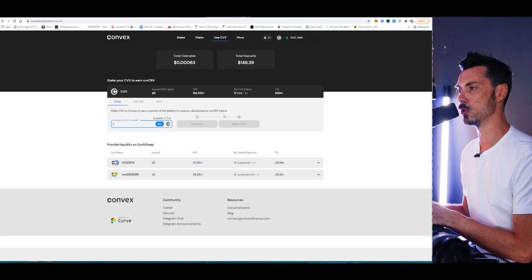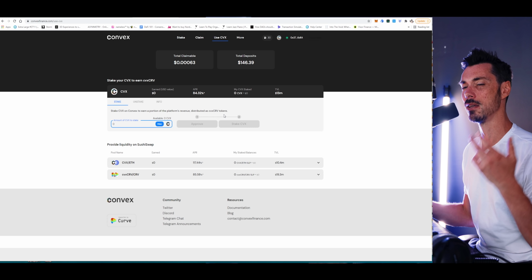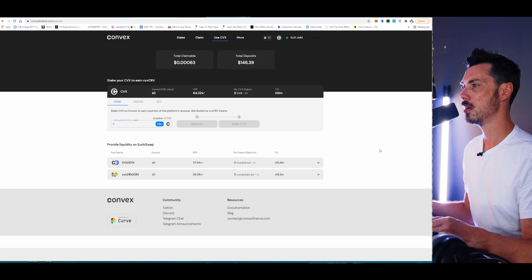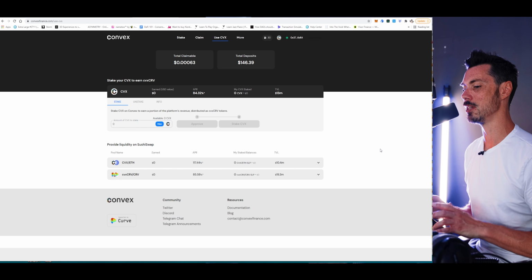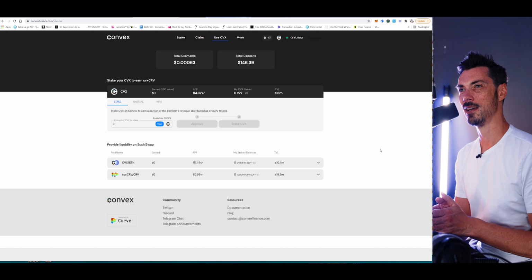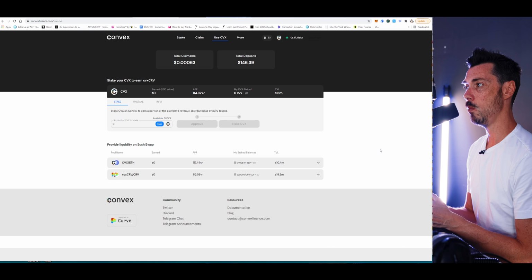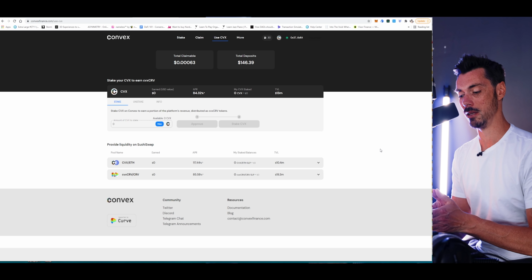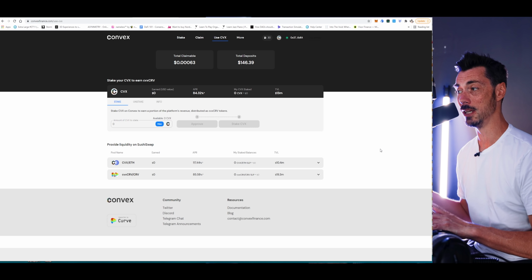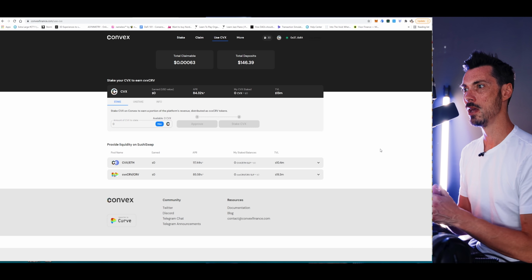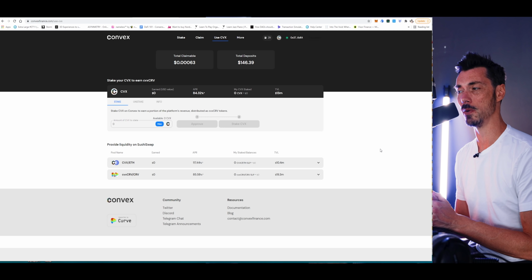So I thought you were getting more CVX tokens. You don't. You get CVX CRV tokens. So once again, it's one of those things where you have to really kind of understand what the different tokens are doing, but what I like about this is you get the flexibility of having liquidity when you need it. So that lockup isn't an issue anymore.